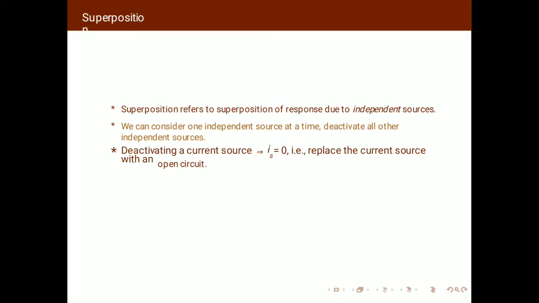Deactivating a current source, that is Is equal to 0, means replacing the current source with an open circuit. When the current is 0, it is nothing but an open circuit. If the source is a voltage source, deactivating the voltage source means Vs is equal to 0. When the voltage is 0, it is a short circuit. So Vs equal to 0 means replacing the voltage source with a short circuit.